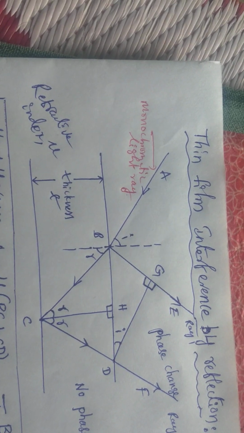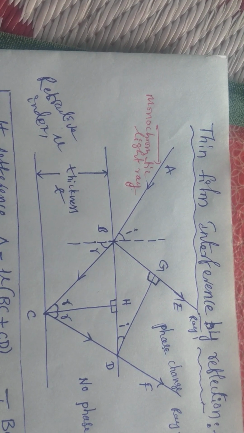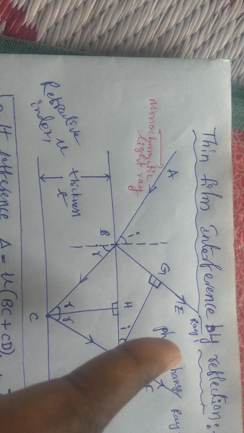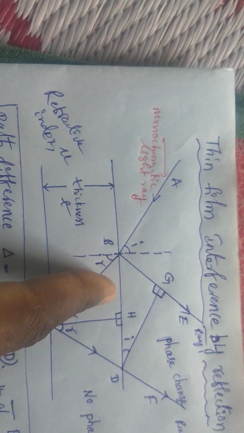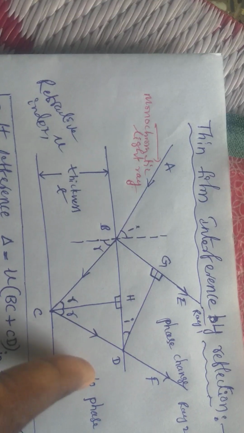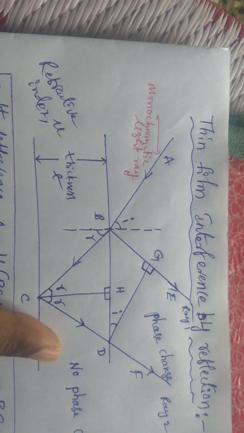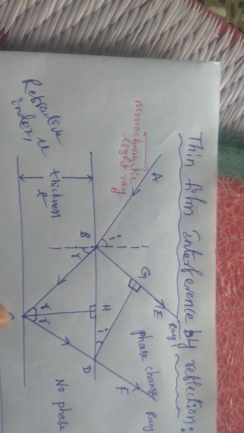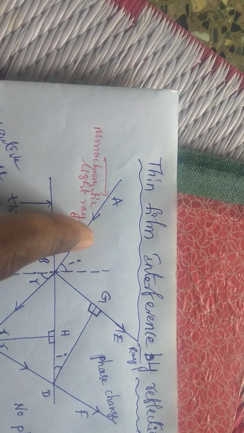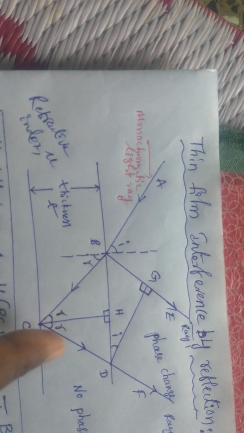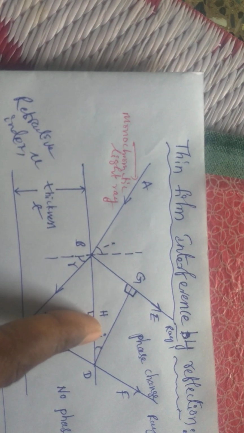Here the phase change is included, because here there is a reflection from a denser medium, that's why. Here there is no phase change. For this we draw the normal line. So what is the angle? The incident angle is i, and here the refraction angle is r.